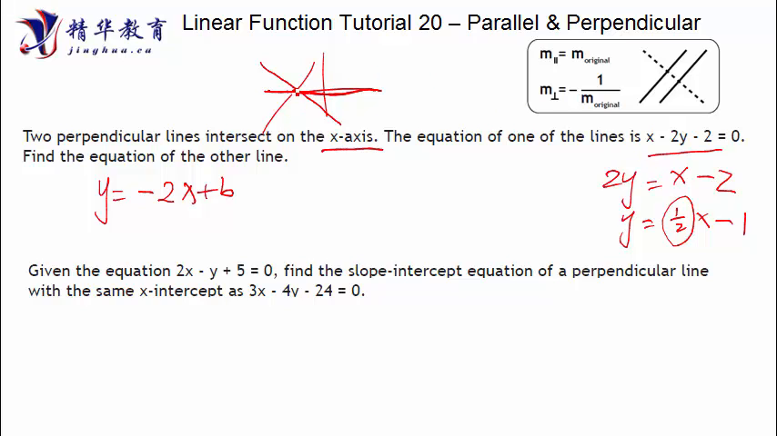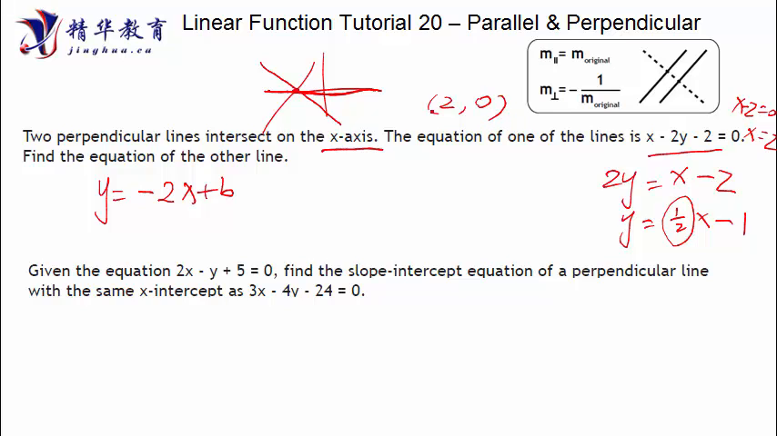If this point is on this graph, we know the y value of this point must be 0, because it's on the x-axis. Every single point on the x-axis has a y value of 0. So that means we can make the y value equal to 0 here. That means x minus 2 equals 0, so x equals 2. That means we got a point. What point? The point (2, 0).